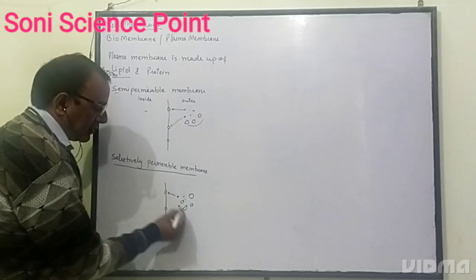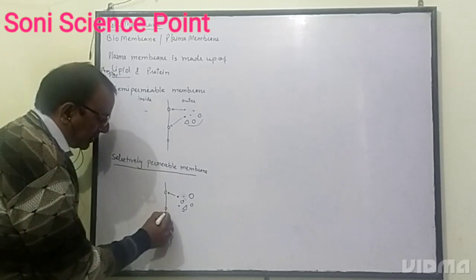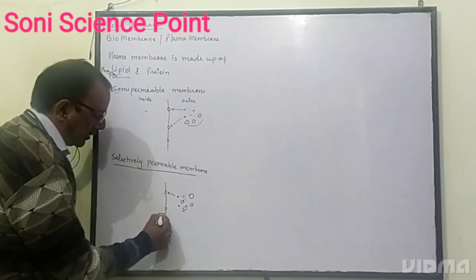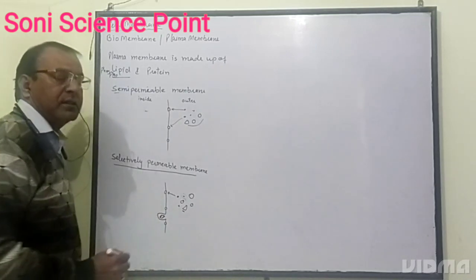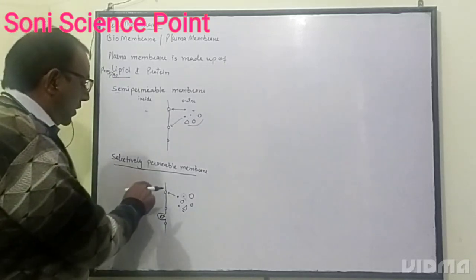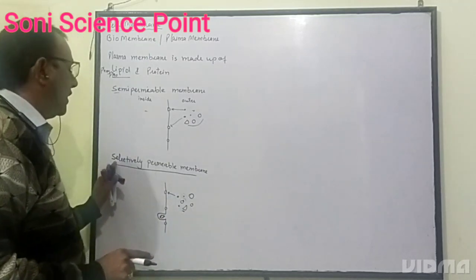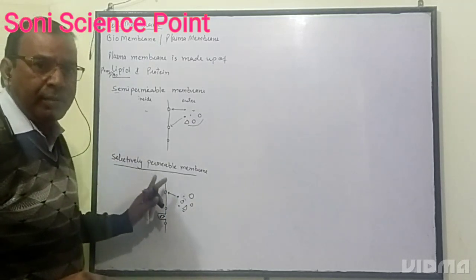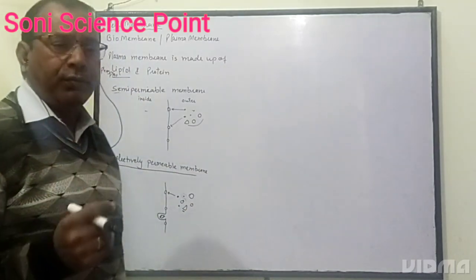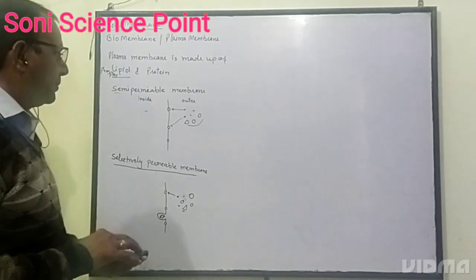If this substance is required by the plasma membrane, then the plasma membrane makes a fold and tries to engulf or take in the substance through this fold, and it is utilized by the plasma membrane. It allows only the required material to pass in, so it is called a selectively permeable membrane. But if through the pores all substances, useful or harmful, enter, then it is called a semi-permeable membrane.